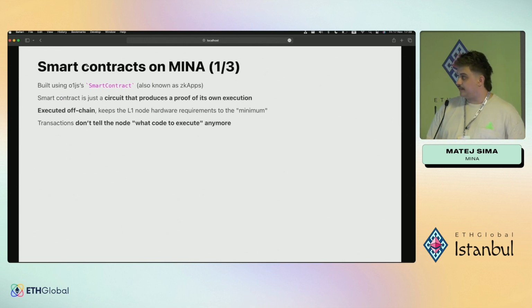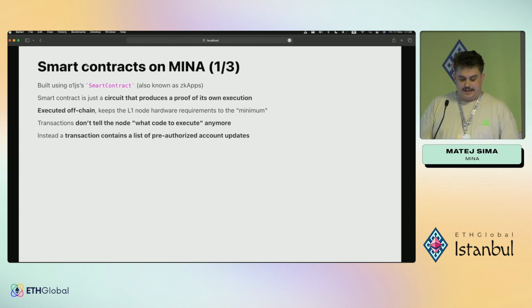The node operators don't have to execute them. And what this means is that if you run the smart contract off-chain, so you run the contract on your device, the only thing that you have to send in the transaction to the L1 itself is a list of state transitions that you want to apply to the global chain state.